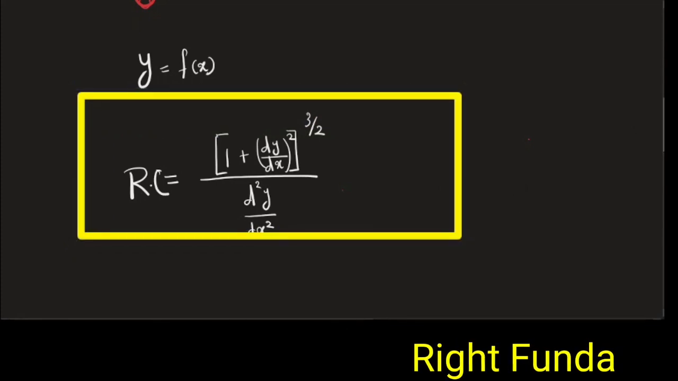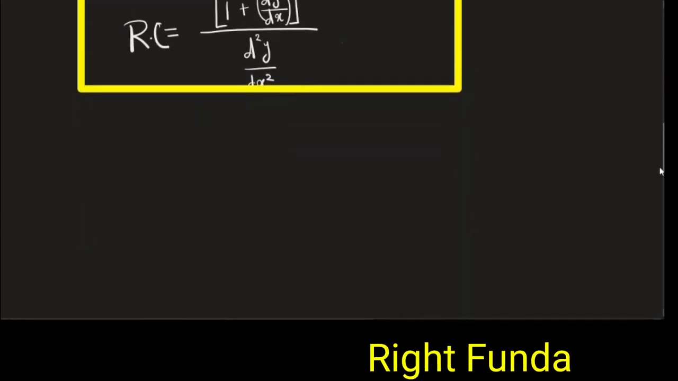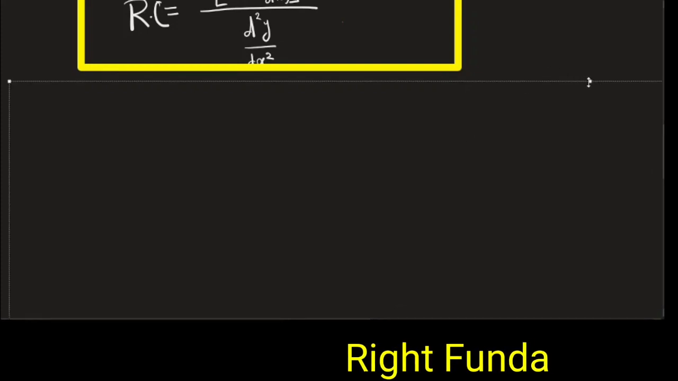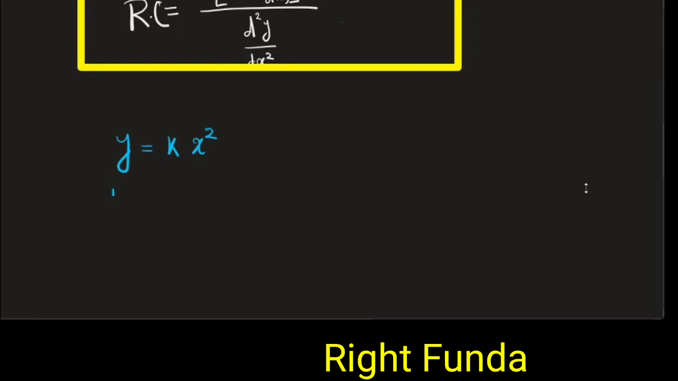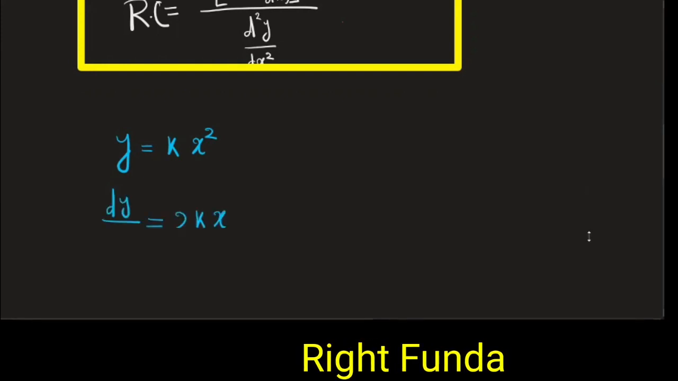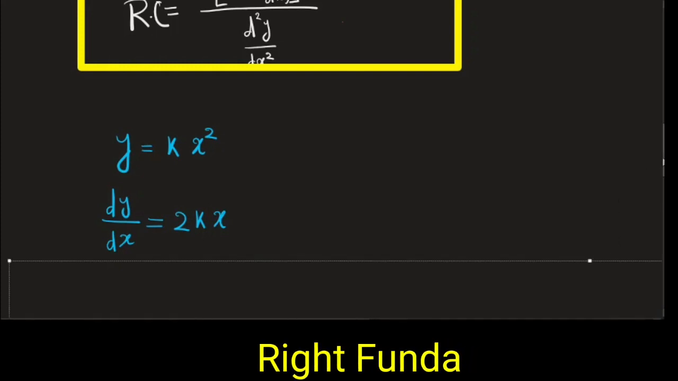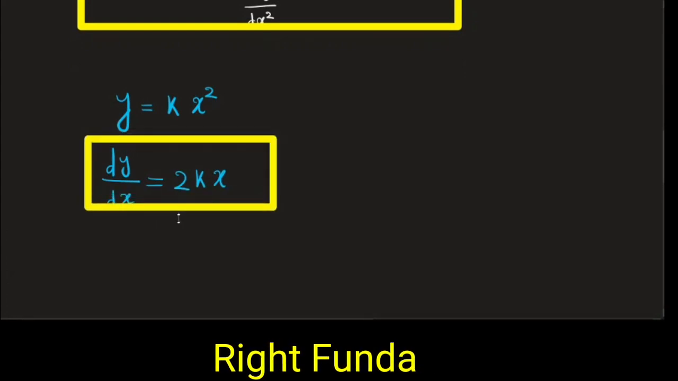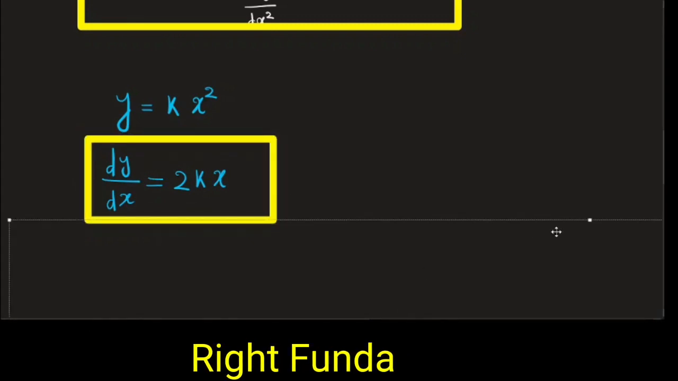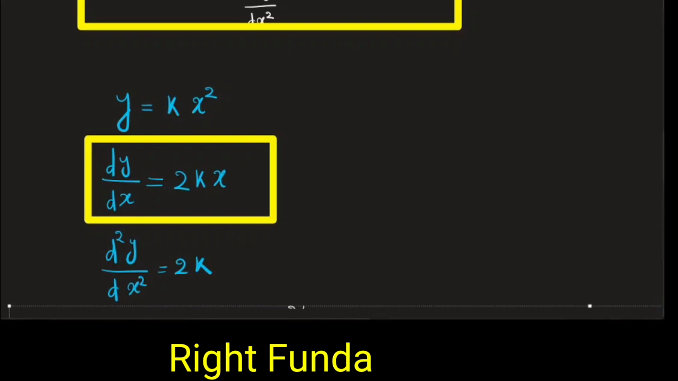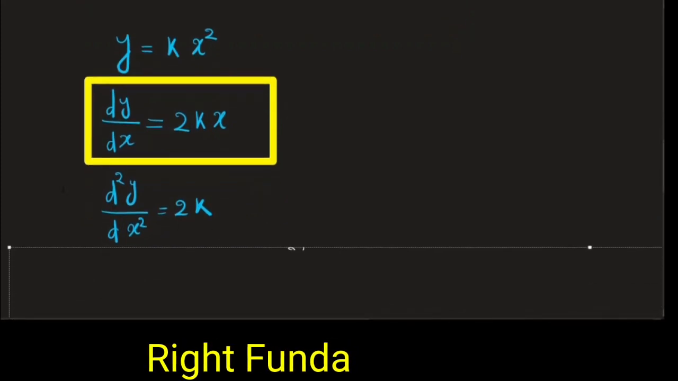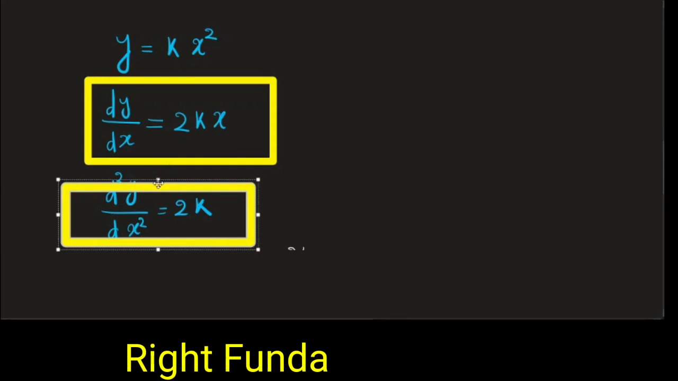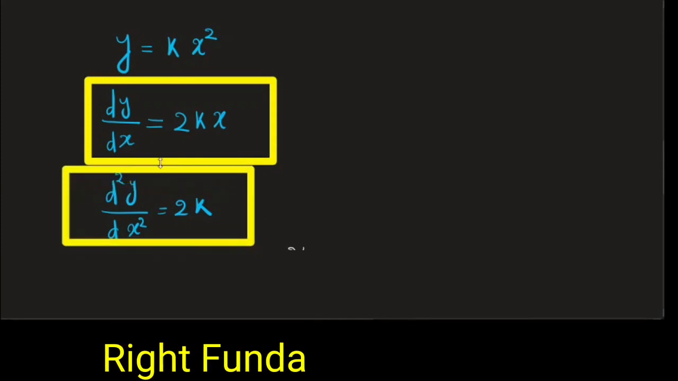So this is the first differentiation of y, squared, 1 plus this whole to the power 3 by 2, divided by the second differentiation of y with respect to x. The given curve is y equal to kx square. From this we differentiate first, dy by dx is 2kx. We differentiate again and d square y by dx square will be equal to 2k. So these two quantities we can substitute and get the value of the radius of curvature at any point on the curved track.